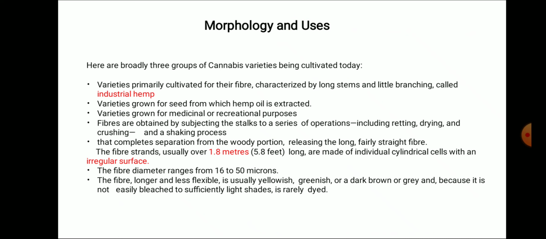Fibers are obtained by subjecting the stalks to a series of operations including retting, drying, crushing and shaking. This process completes separation from the woody portion, releasing the long, fairly strong fiber. The fiber is usually over 1.8 meters long with an irregular surface. The fiber diameter ranges from 16 to 50 micron. The fiber is longer and less flexible, usually yellowish, greenish, dark brown or gray, and because it is not easily bleached to a sufficiently light shade, it is rarely dyed.